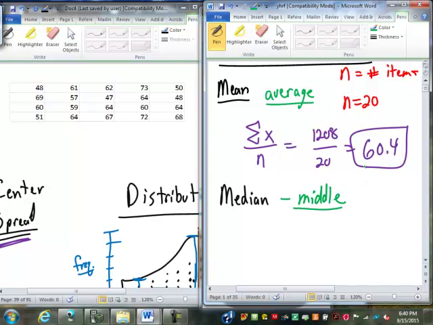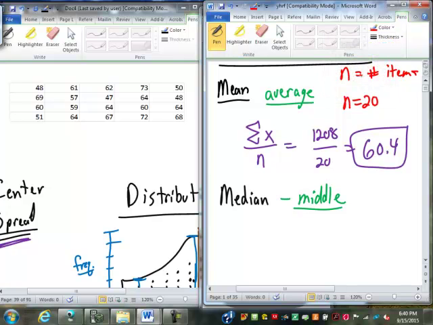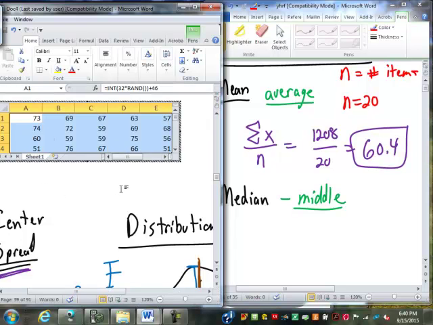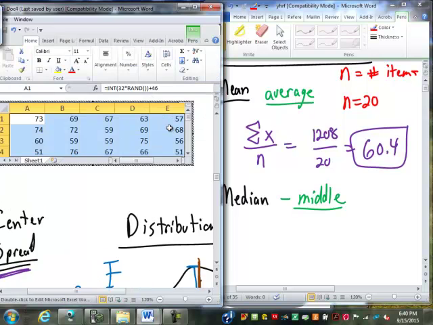To find the median, the first thing we have to do is put the data, the numbers, in order from smallest to largest, which is not always as easy as it sounds. Looking at this list over here, finding the smallest, shoot, it changed on me. I shouldn't have done that. Anyway, it's a different list now, but finding the smallest number, there's 20 numbers there. That's not the easiest thing to do. I'm going to use technology to help me out a little bit here.